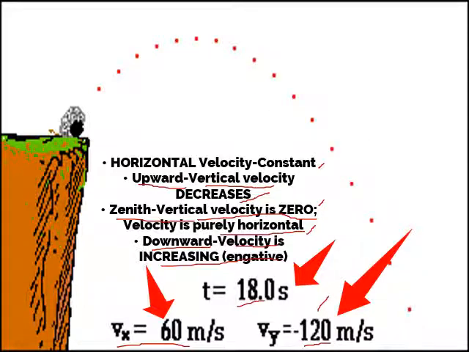Now, let's see again. Upward trip. Velocity at the y decreases. 0 at 6. As it goes down, velocity increases in the negative direction. That is what happens in projectile case 2.